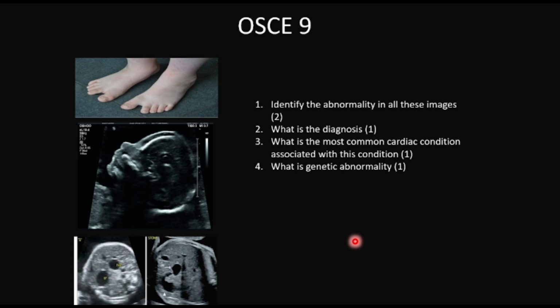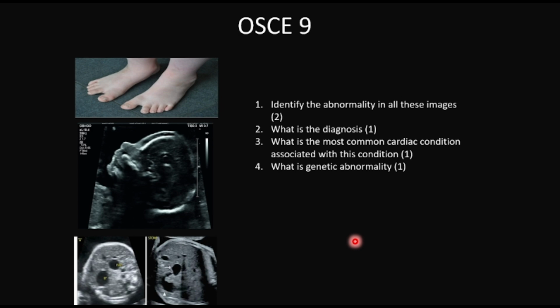Coming to the first question, in all these images, we'll go one by one. The first image shows sandal gap toes. Second image shows non-ossified nasal bone. And the third image shows duodenal atresia represented by the double bubble sign. So it's a clear-cut, straightforward diagnosis. The diagnosis is Down syndrome.